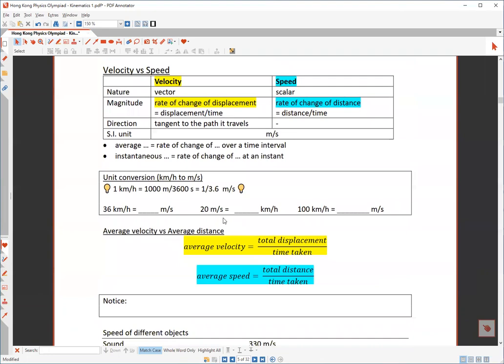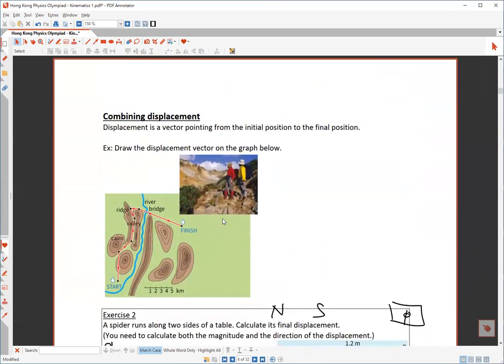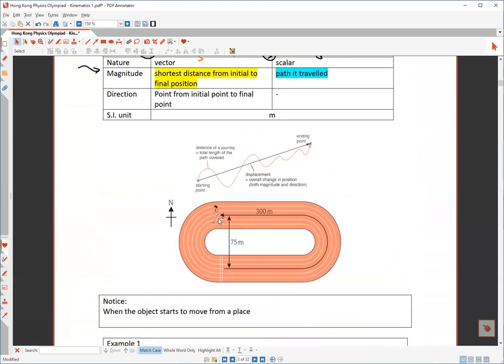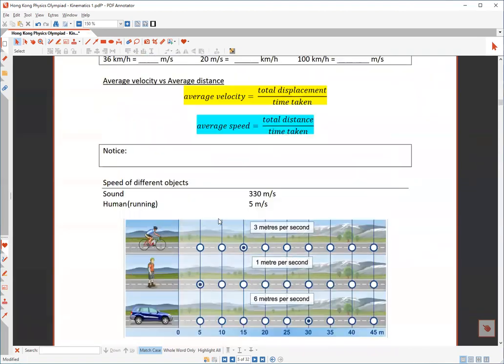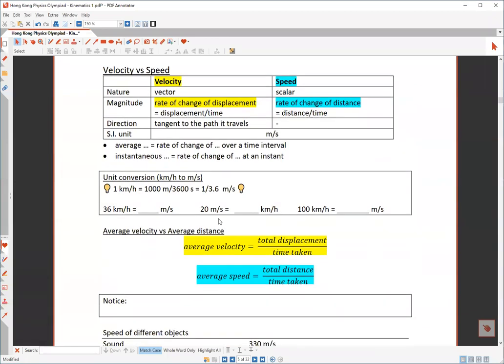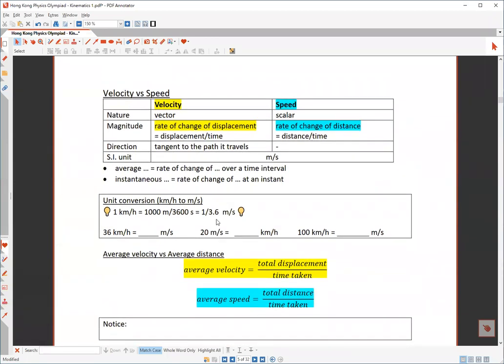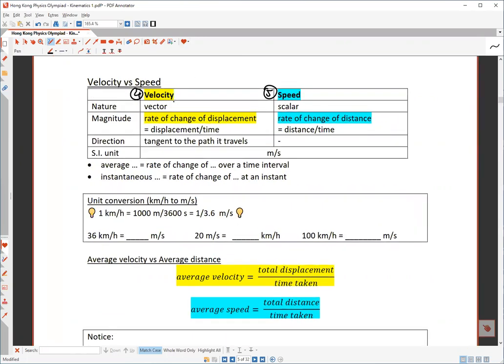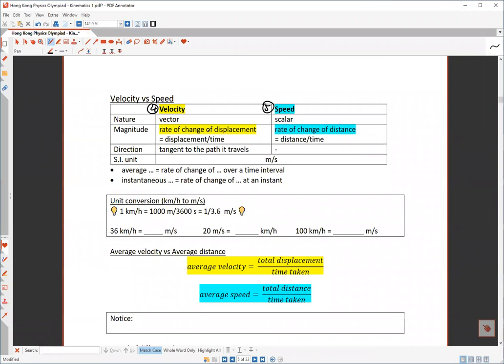Okay? The next term, after we describe the displacement, the distance, and also the position of the particle, then we'll go on to talk about how fast they move. So we have two different terms to describe how fast the object moves. The fourth term is the velocity and the fifth term is the speed. Velocity is defined as rate of change of displacement. A change of displacement means a change of position, okay?